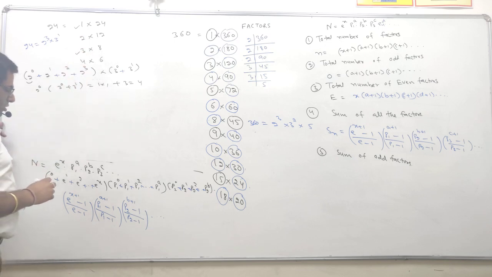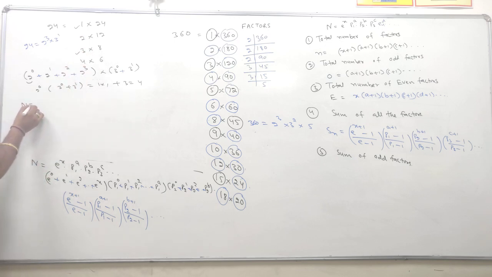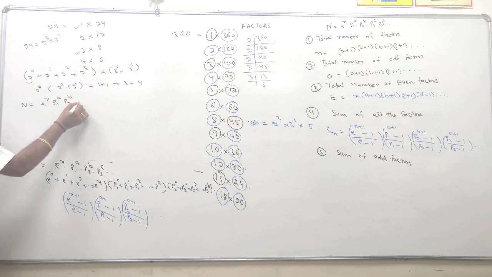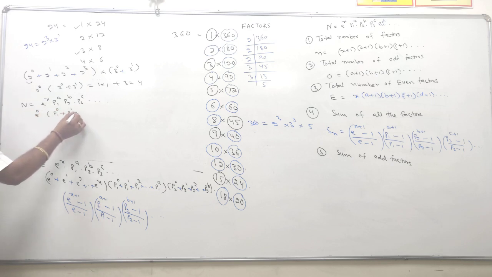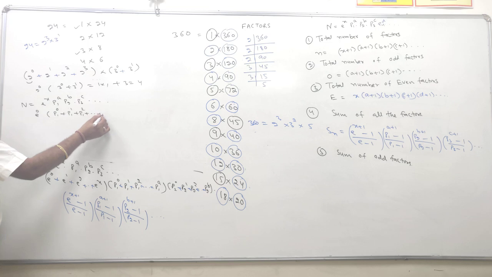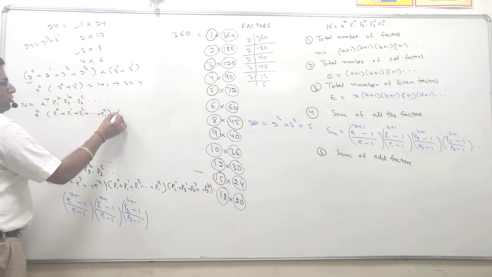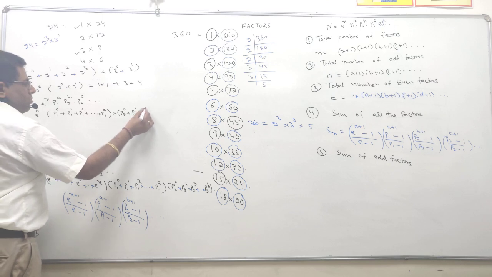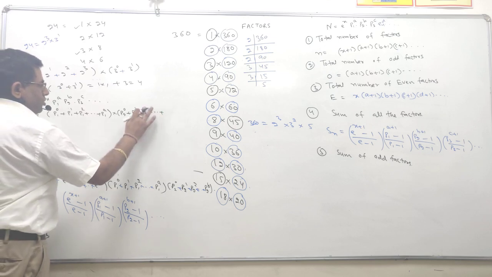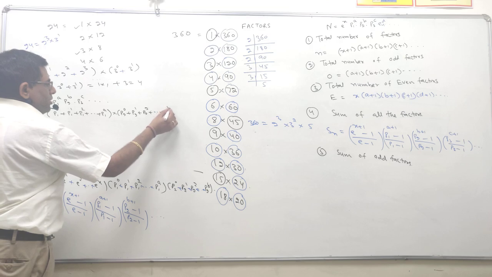So if I have to calculate the sum of odd factors in this way, n was 2 raised to power x, p1 raised to power a, p2 raised to power b, p3 raised to power c, and so on. Odd factors can come from this way: p1 raised to power 0, because p1, p2, p3 and so on are all odd primes. That is p1 raised to power 1, p1 raised to power 2 up to p1 raised to power a, into p2 raised to power 0, p2 raised to power 1, p2 raised to power 2, up to p2 raised to power b, and so on.